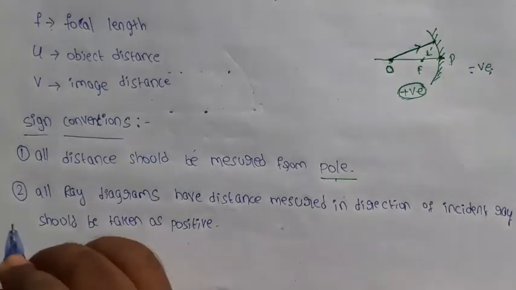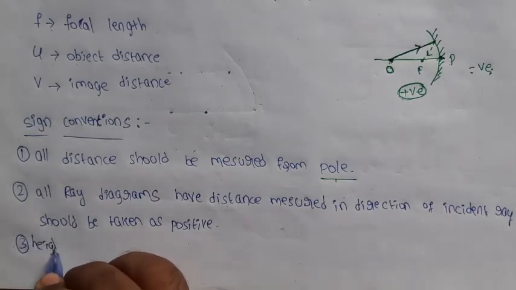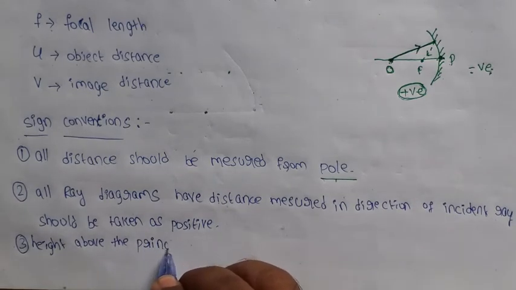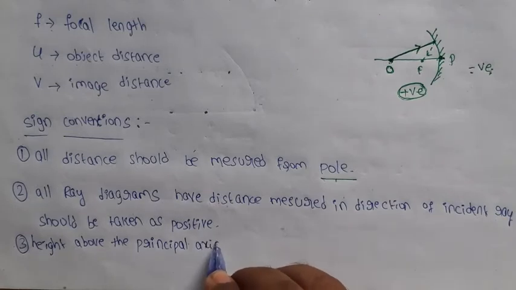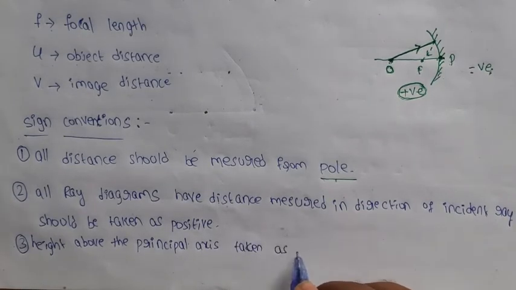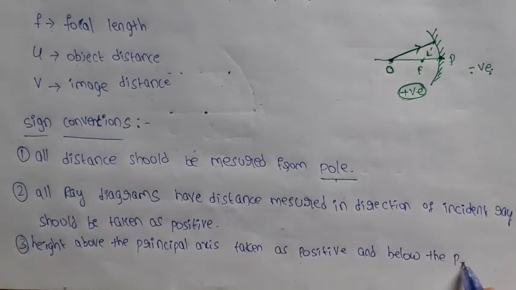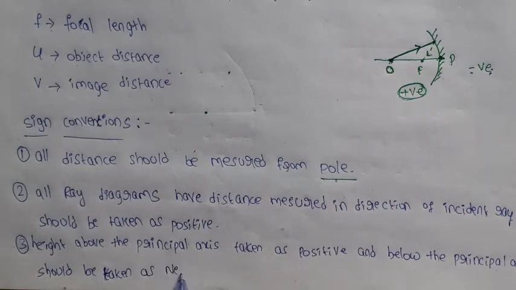Next point: height above the principal axis is taken as positive, and below the principal axis should be taken as negative.